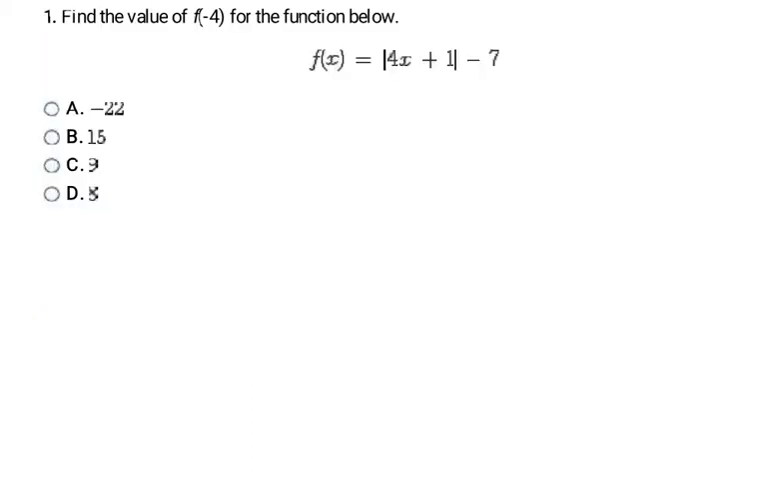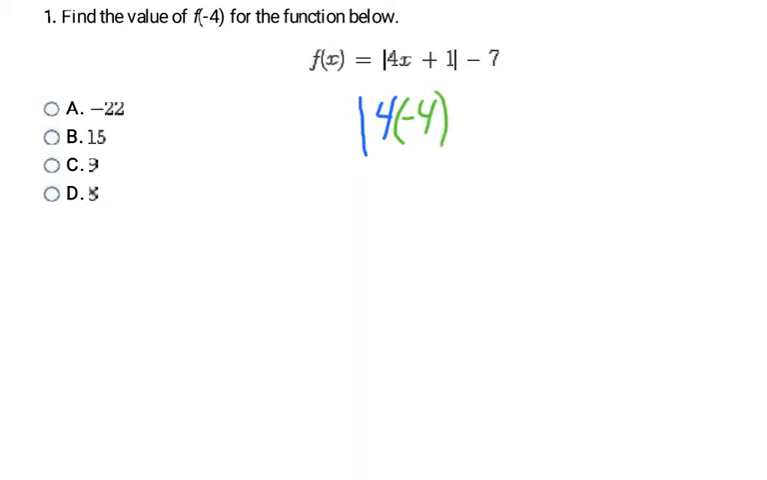So in this first example, we have a function with the name f of x. It wants to find the value of f of negative 4 for the function below. If you can see, negative 4 has replaced the x in f of x's name. So that means in this equation part, I'm going to replace x with negative 4. So I have absolute value of 4, and then instead of writing x, I'm going to write a negative 4.